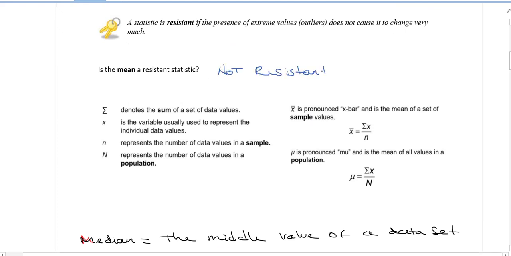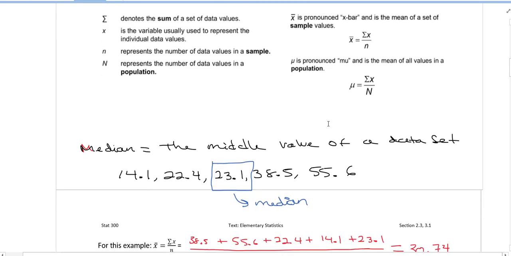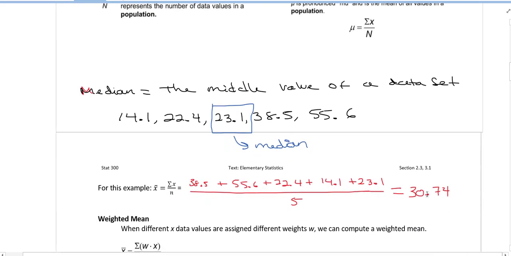And that's because the different values of the data set will change the value of the mean. But the median, if I change any of these values, as long as I have 5 of them, the median will stay the same. So the median is resistant.